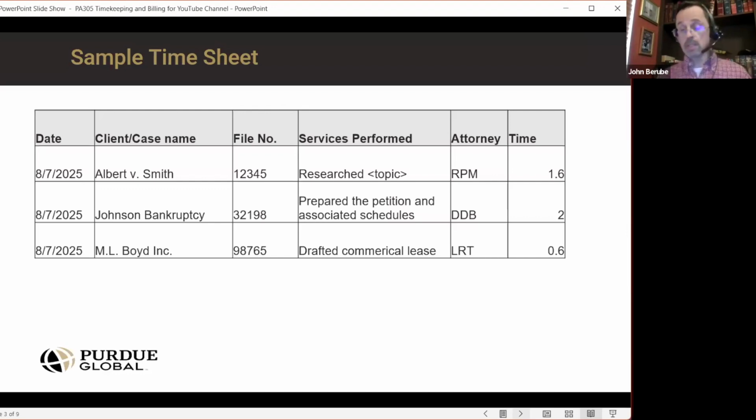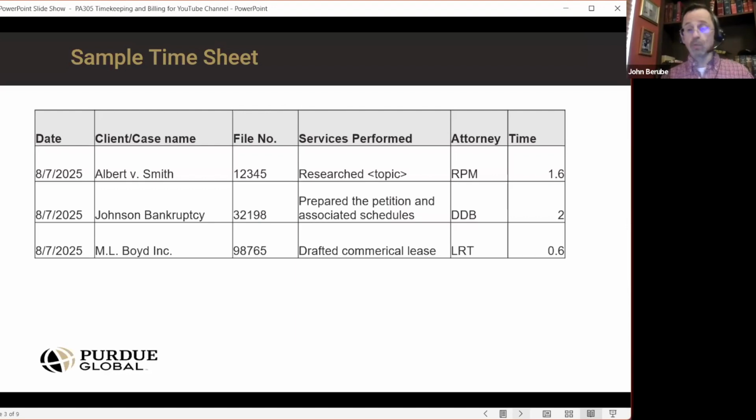The first column obviously is the date on which you're completing the work. The second column is the client's name or the case name. So we would want to identify it in that fashion. In most offices, there's also a specific file number, so that's in the third column. The most detailed column should be the next one, services performed. We have brief explanations here right now. The next few slides will help us to come up with a better understanding of what should go in that column. Some offices may want the responsible attorney, supervising attorney listed in the next column. And then the final column is the amount of time.